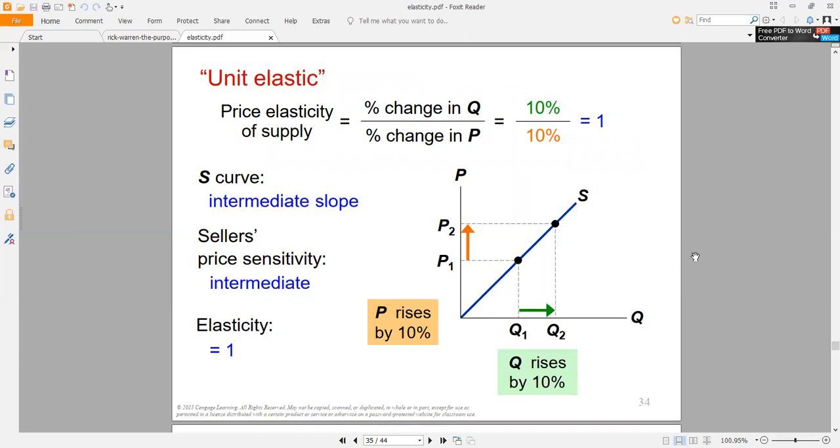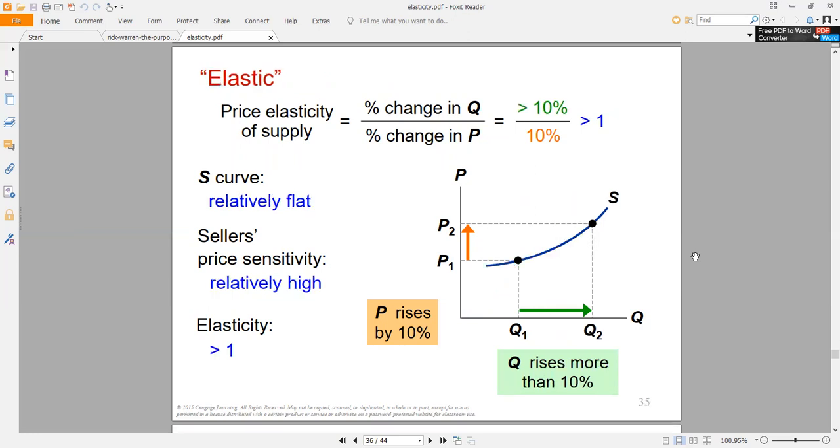Then we go to the elastic supply curve. For this one, the percentage change in quantity is greater than the percentage change in price. If price changes by 10%, quantity supplied will change by something more than 10%. So the numerical value will be greater than 1. The supply curve is relatively flat, and the sensitivity is relatively high.